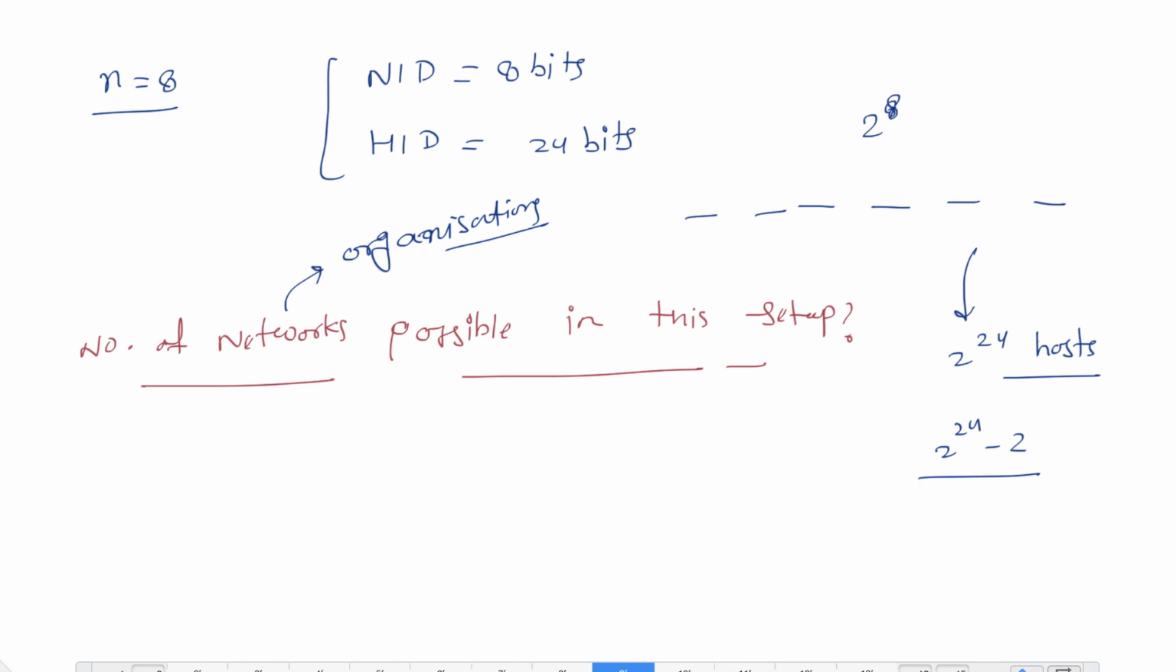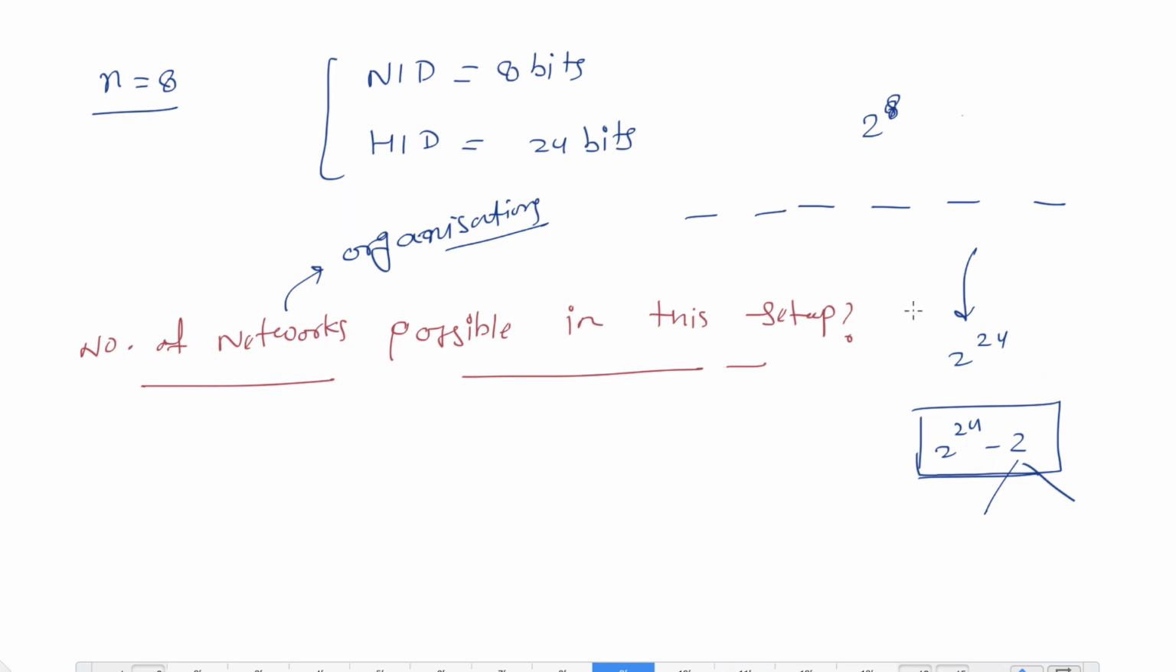Or instead of saying hosts, if I specifically ask how many IP addresses are possible within one organization, then you will say 2 power 24. If I ask you how many hosts are possible, then you will subtract 2. I will come to that point later, why we are subtracting 2. So here let's not worry about why we are subtracting 2, or what the broadcast address or the network ID is. Basically, within these two, one is the broadcast address and one is the network ID. That's why I am subtracting 2, and there are not exactly 2 power 24 hosts possible. 2 power 24 minus 2 hosts are possible. But let's not worry about this minus 2.